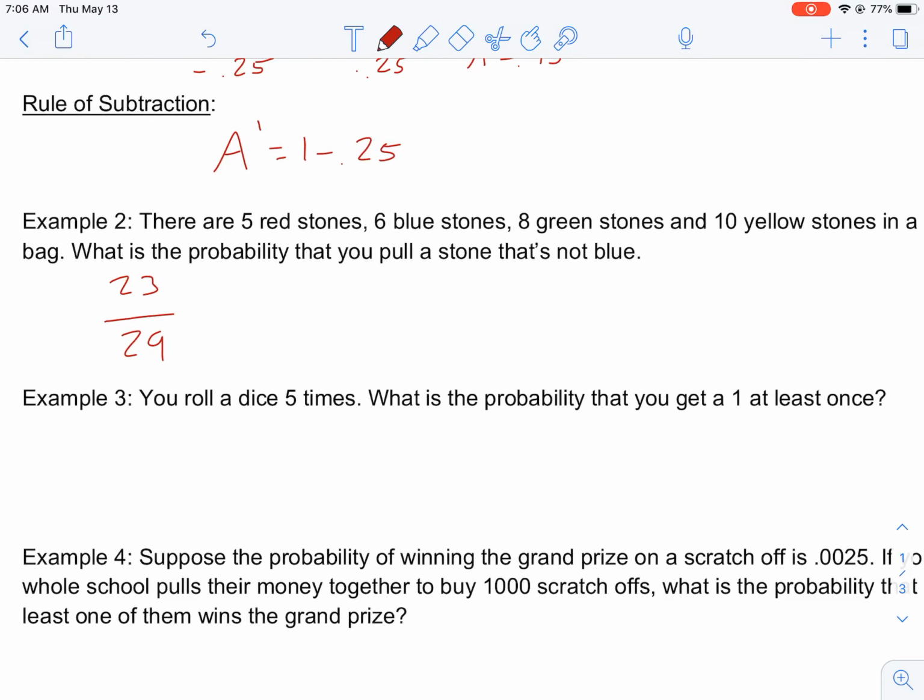Now two hard ones, and then we're done. I'm not going to walk you around in circles on this. I'm just going to tell you how to do it. You roll a dice 5 times. What's the probability you get a 1 at least once? Whenever you see "at least once," that makes things really complicated, and you actually have to go about it backwards. We're going to answer the question, what's the probability of getting no ones? The complement of this situation.